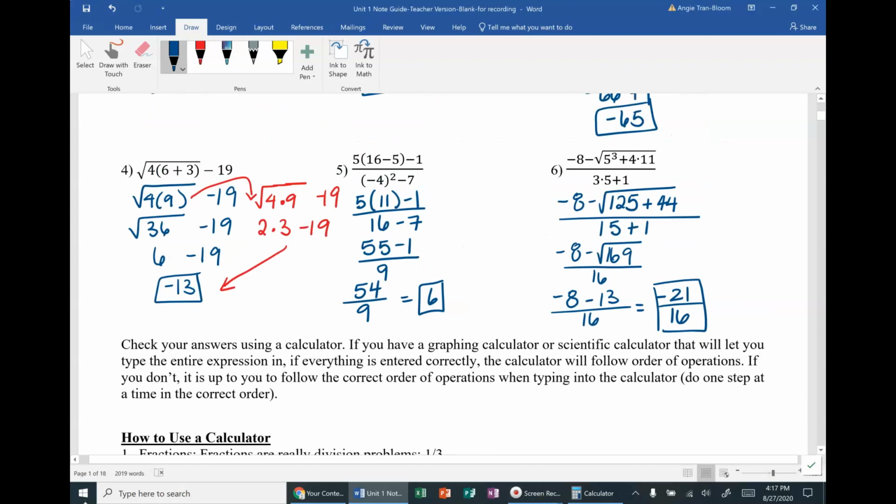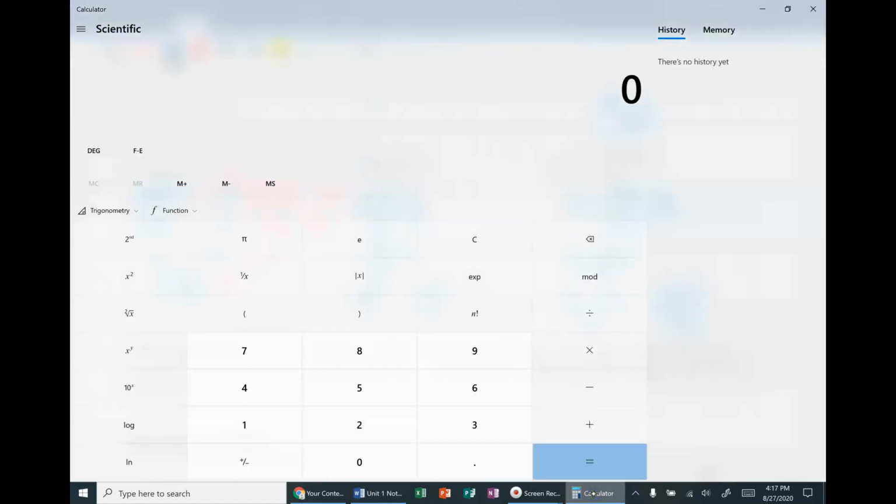I'm just going to pick number 6 because that looks like one of the questions that most of us will get wrong on a calculator, because we don't know how to use our own calculator. So what I would like for you to do is hit pause and go grab your calculator really quickly. I will pull up my own calculator here.